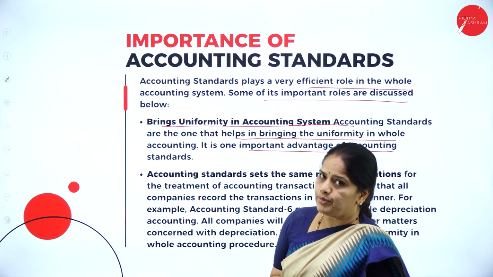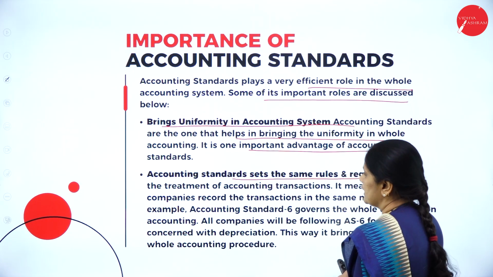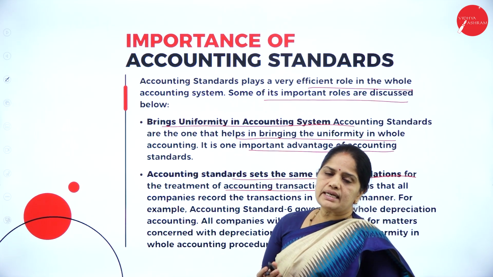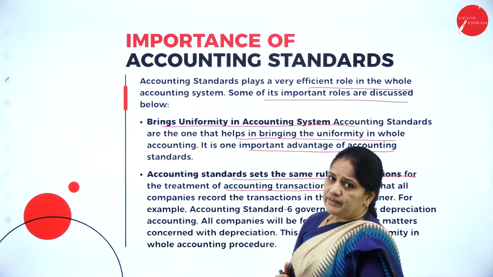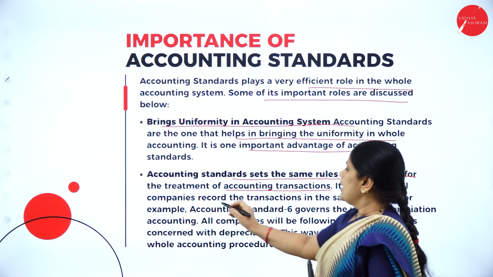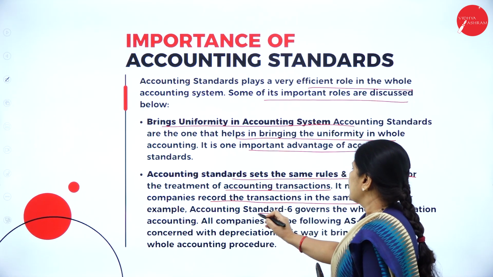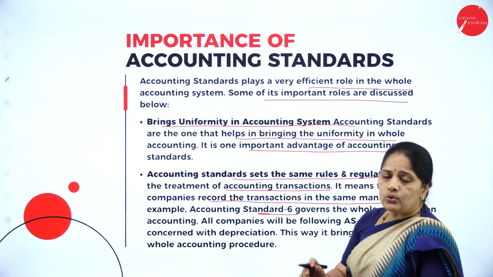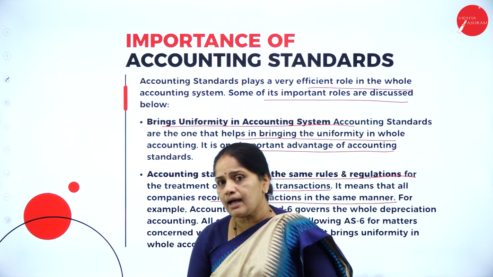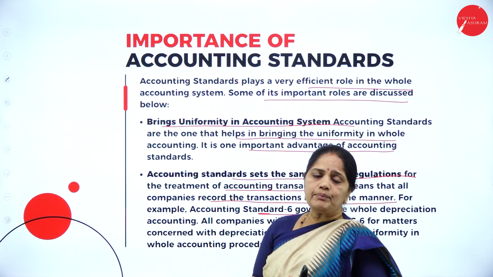Okay, let us see the next importance of accounting standards. Accounting standards set the same rules and regulations for the treatment of accounting transactions. So, they will be setting the rules for all the accounting transactions. It means that all companies record the transactions in the same manner. For example, Accounting Standard 6 gives rules relating to depreciation. Now, what is the method of depreciation to be followed by the companies? Whether it is the straight line method or the WDV method.